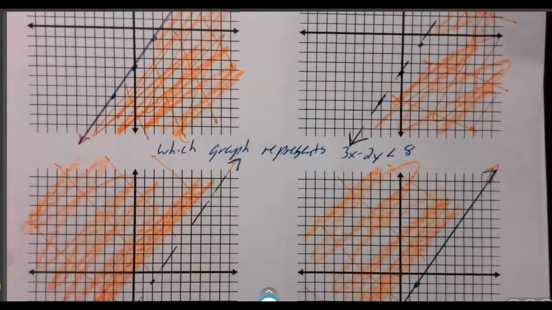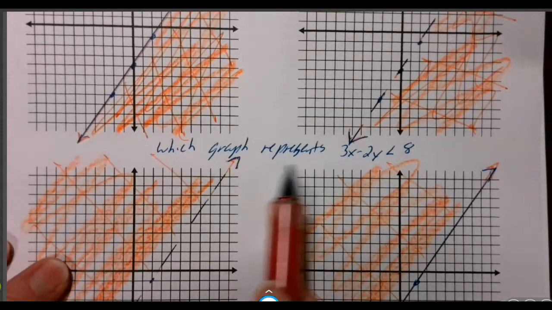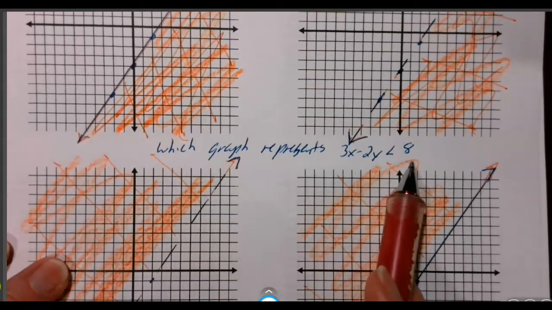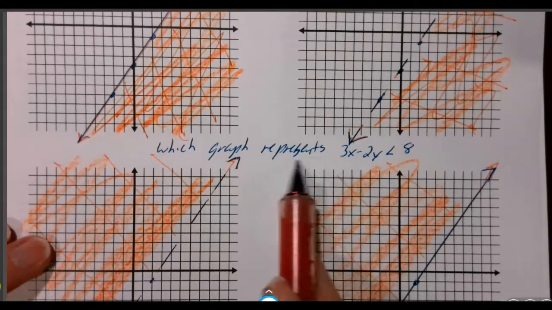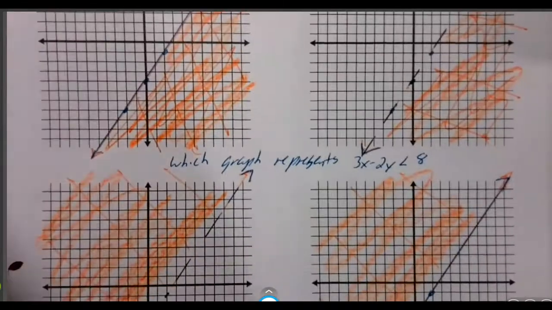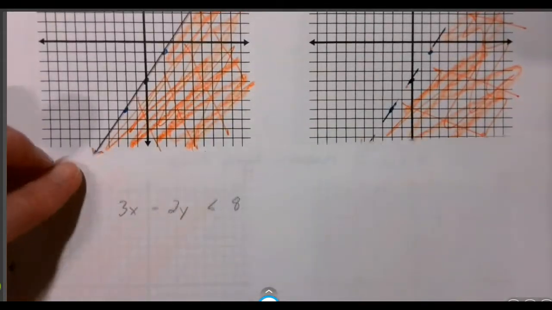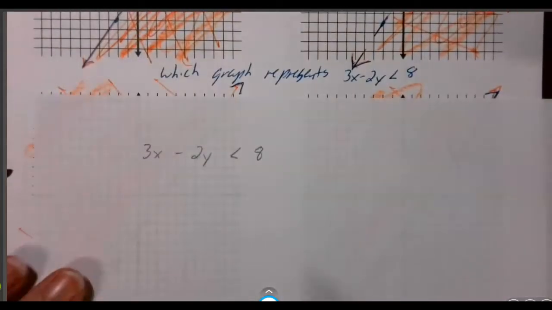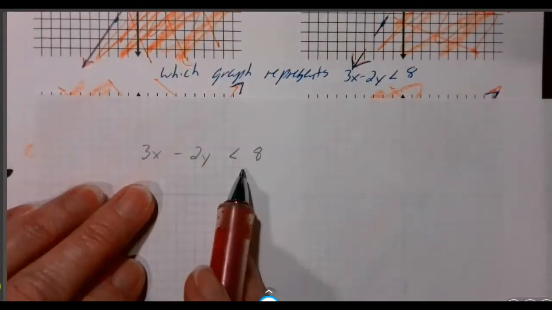Okay, let's look at another one. Which graph represents 3x minus 2y is less than 8? What? How am I supposed to do that? This is in standard form. So the first thing I have to do with this one is rewrite it in slope-intercept form.